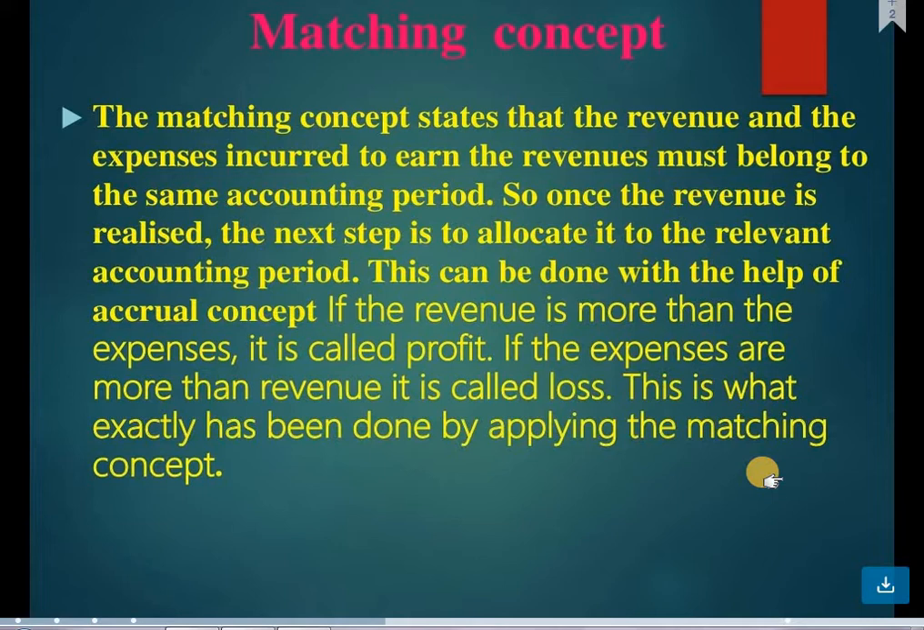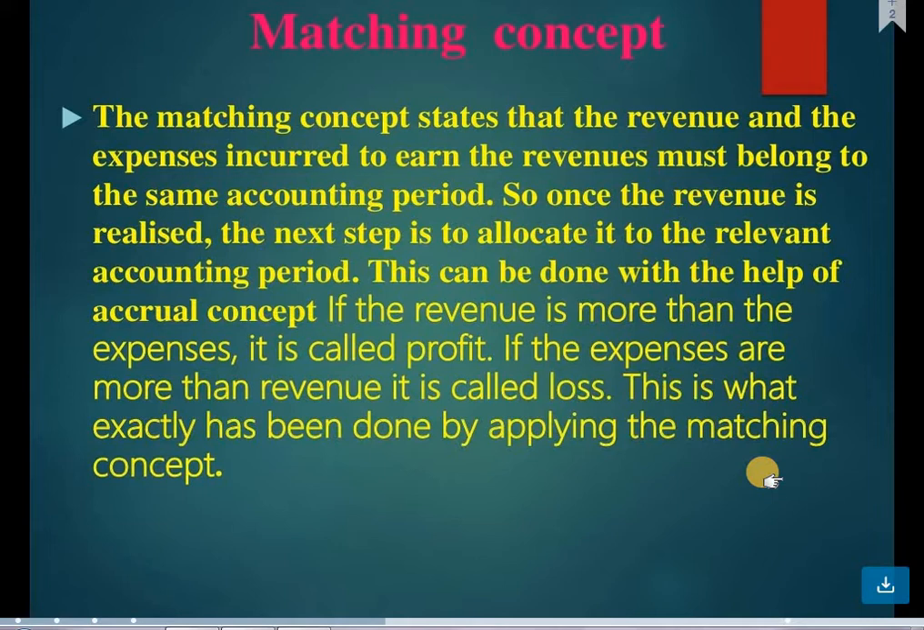So we have already seen many concepts and conventions of accounting. Here we have the matching concept. So what is this matching concept? The matching concept states that the revenue and expenses incurred to earn revenues must belong to the same accounting period.